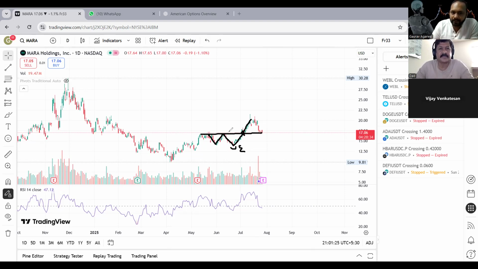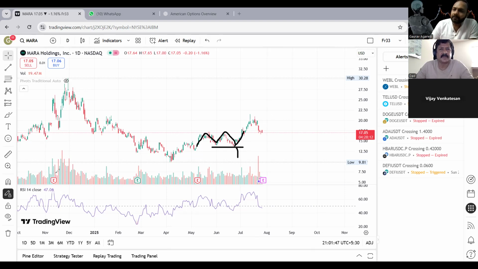If you are taking the entry here, your target will be this area, the previous swing. But this looks like a downward trend, right? See, first of all, there was an M pattern, but it failed here. It should go down, but it didn't go down. After that, it reversed. So that failed here.